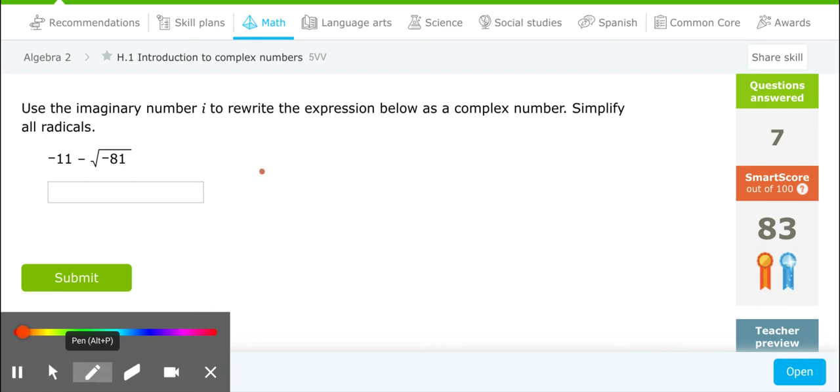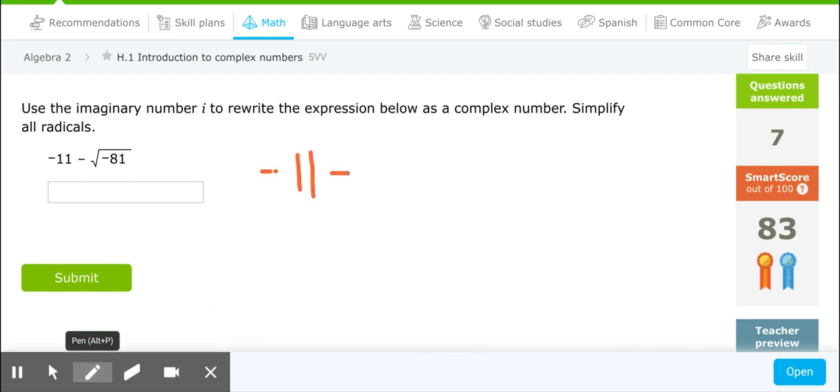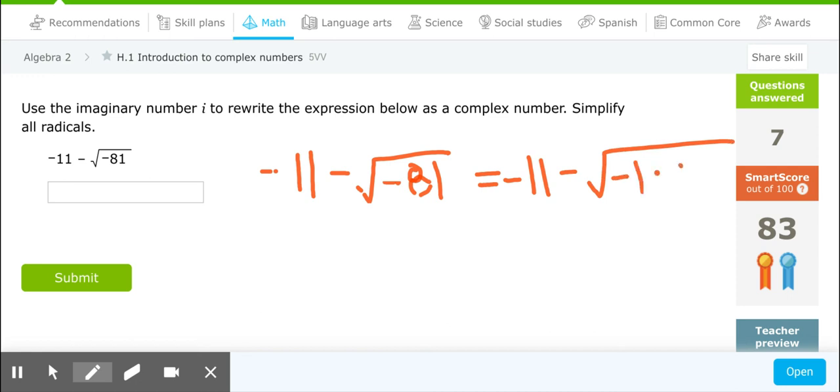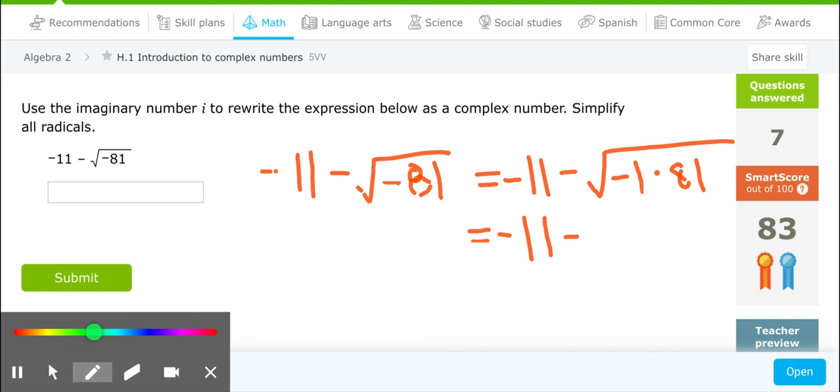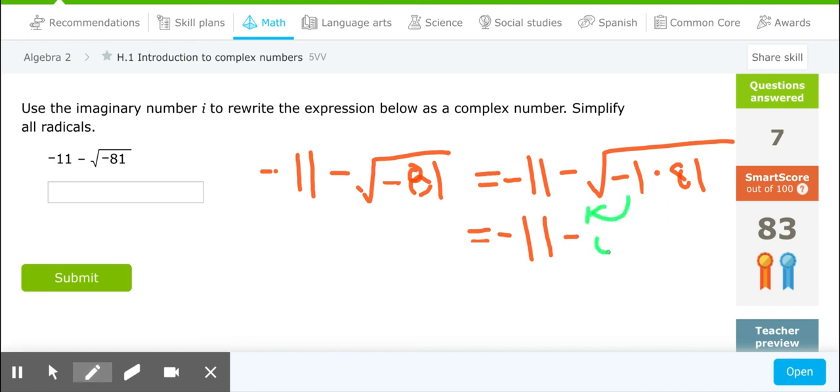So here we have negative 11 minus the square root of negative 81, right? Now the square root of 81 is 9, but since there's a negative under here, you're also taking out the negative 1, right? So that's going to become an i, as we know. So this will be equal to negative 11 minus, let's see, what would come out from here? We would get an i, right? That would be an i. And then if we took this out, that would be a 9. It would be a positive 9.